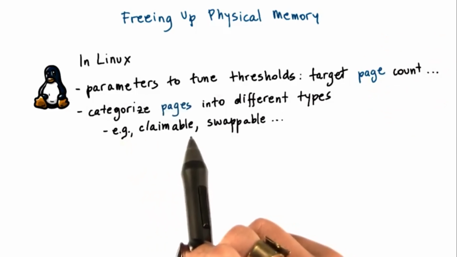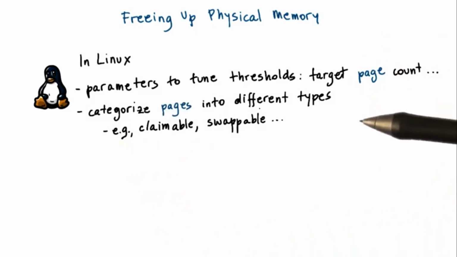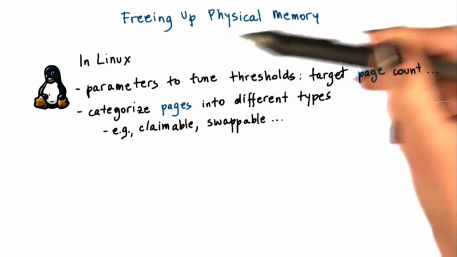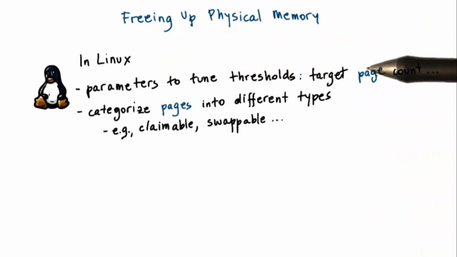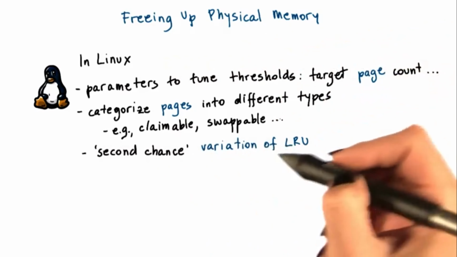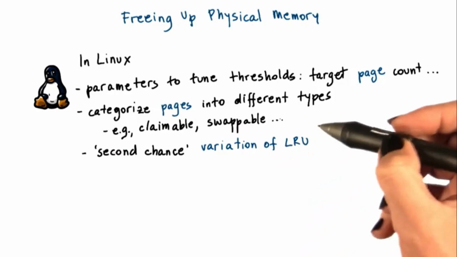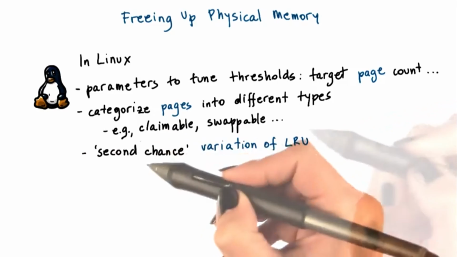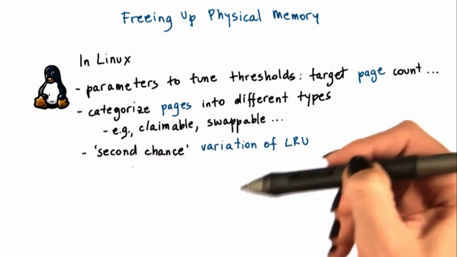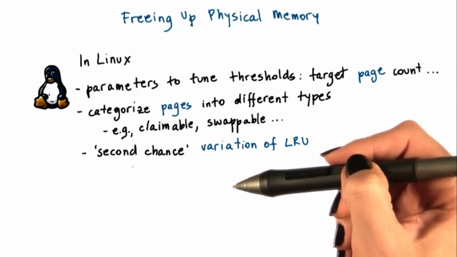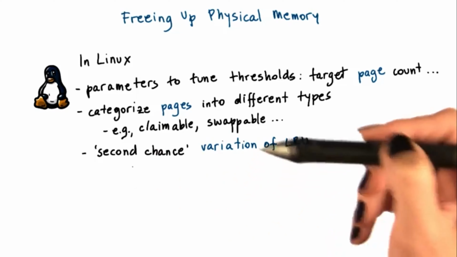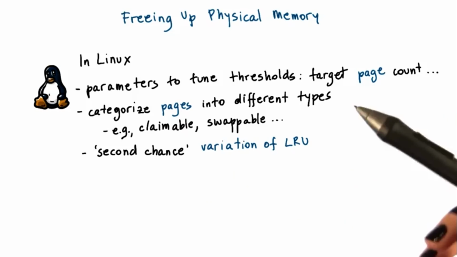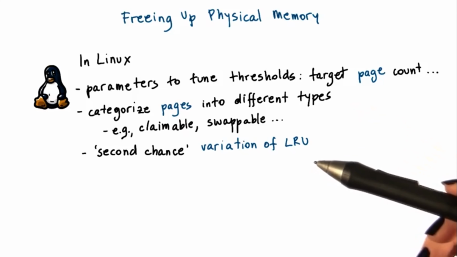Also, Linux categorizes the pages into different types, and that helps narrow down the decision process when it's trying to decide which pages should be replaced. Finally, the default replacement algorithm in Linux is a variation of the LRU policy we described, and it gives a second chance. It basically performs two scans of a set of pages before determining which ones are really the ones that should be swapped out and reclaimed. Again, similar types of decisions can be made in other operating systems as well.